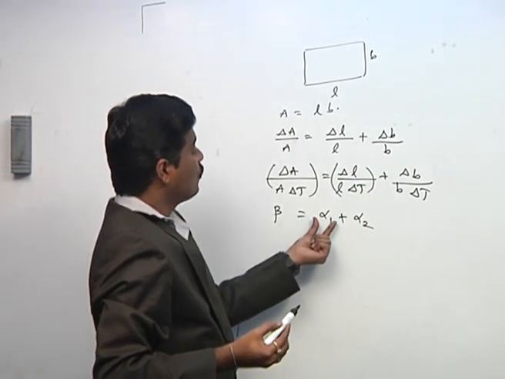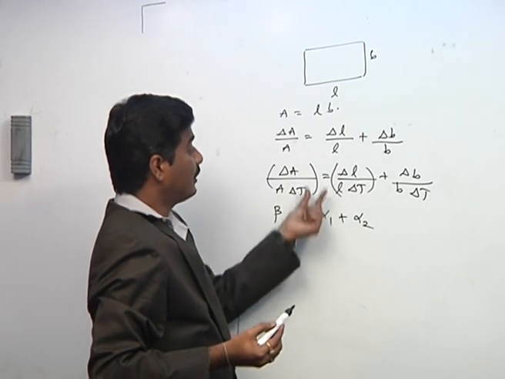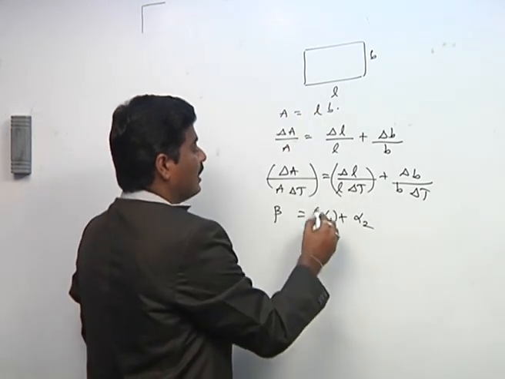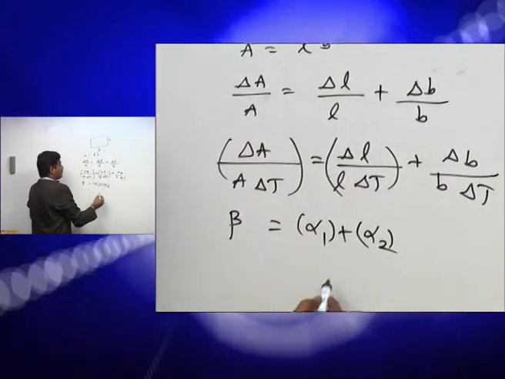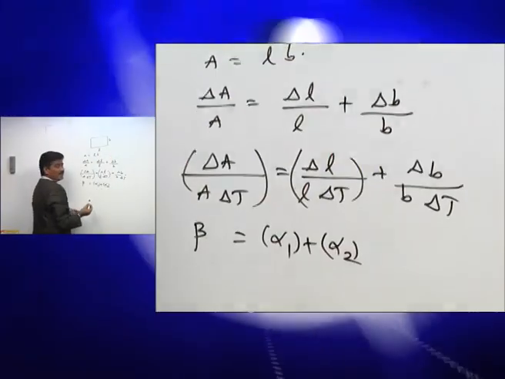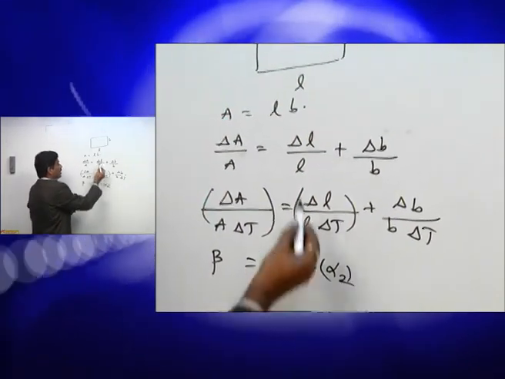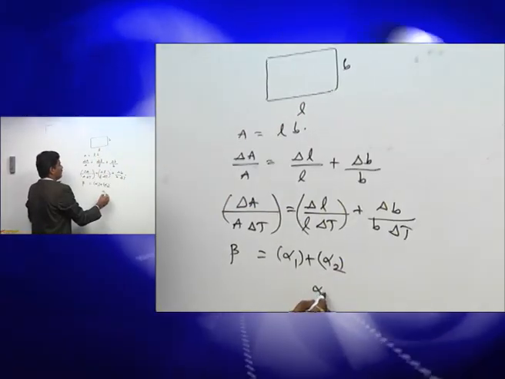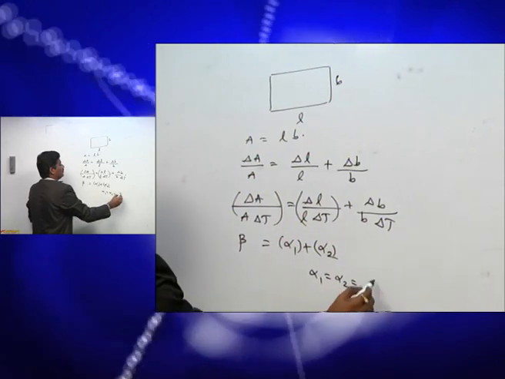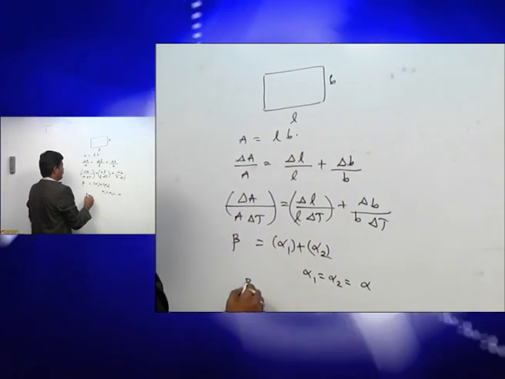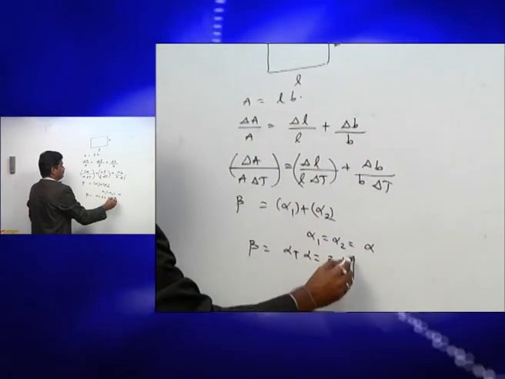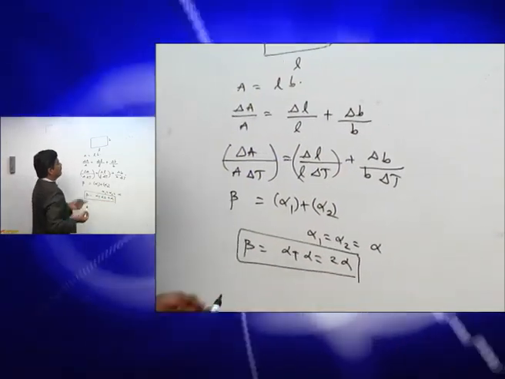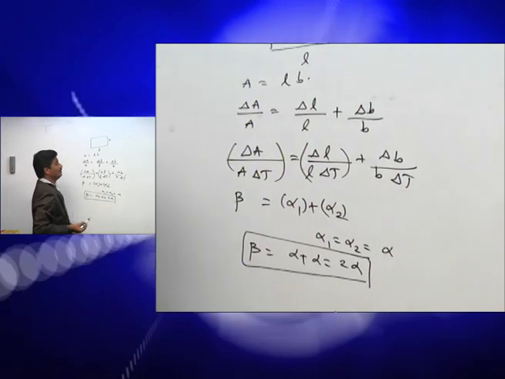So this is the coefficient of expansion of this particular rectangular plate along the length, and this is the coefficient of expansion along the breadth. Suppose the material has the same expansion coefficient along the length and breadth, so alpha 1 is equal to alpha, and alpha 2 is also equal to alpha. Then we can write alpha plus alpha, which is 2 alpha. This is the relation: beta is equal to 2 alpha.